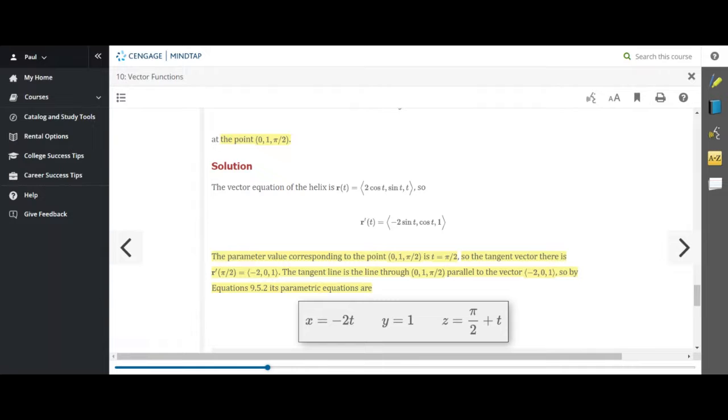So notice that the tangent line at the point 0, 1, pi over 2 would have to go in the direction of the tangent vector that has components -2, 0, 1. And notice that for that tangent vector, the components, the a, b, and c, are going to be -2, 0, and 1. In other words, let me make it a little more clear here. Let me go to the whiteboard.